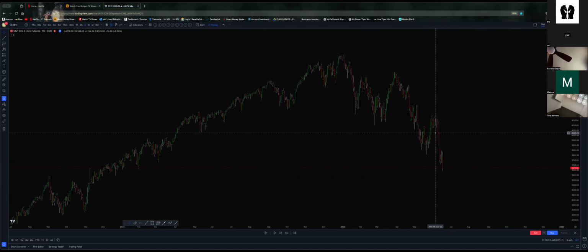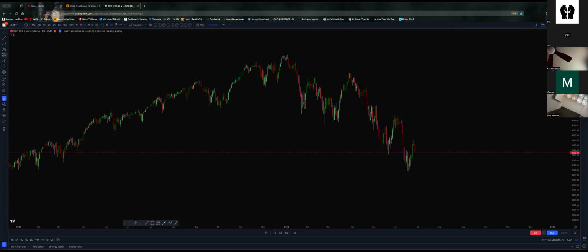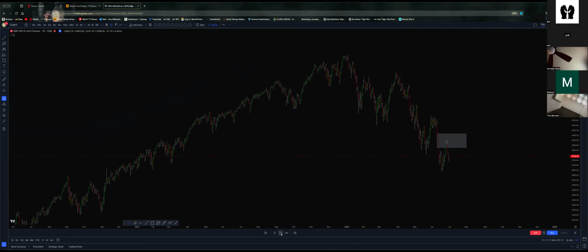So what we want to do is, we don't want to just get short. We want to look for an opportunity to get short. So let's let this play out a little bit, right? We see price coming back up. And this is where you want to start looking for opportunities to go short. So there's a fair value gap, there's some resistance, and it's respecting it, right? So let's just see where price decides to go.